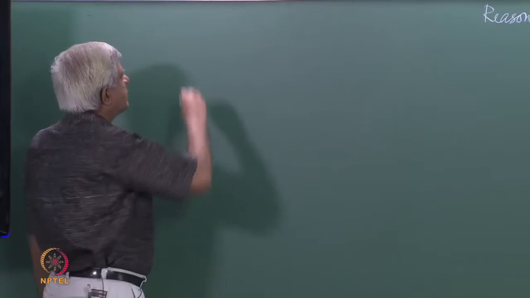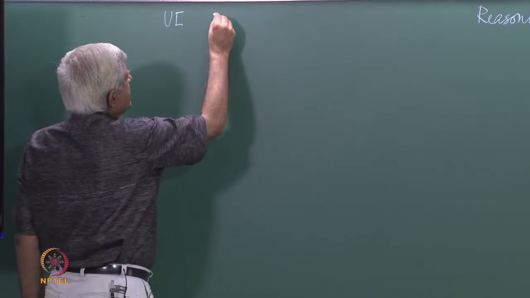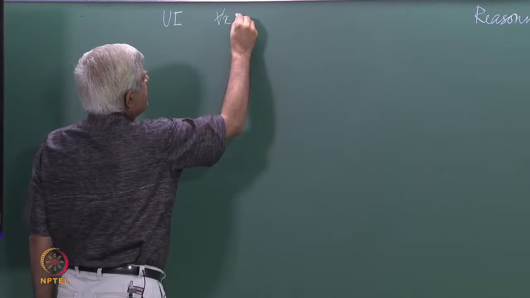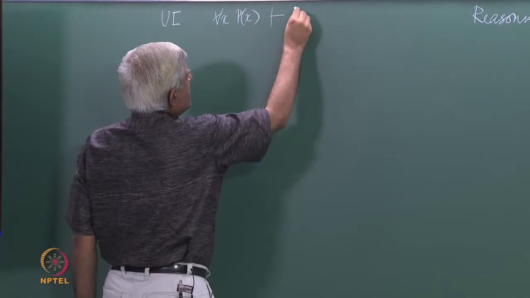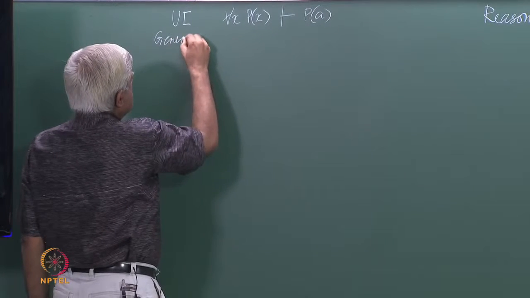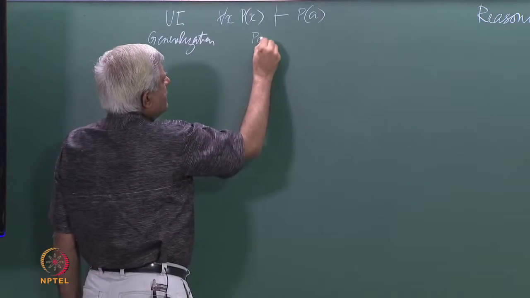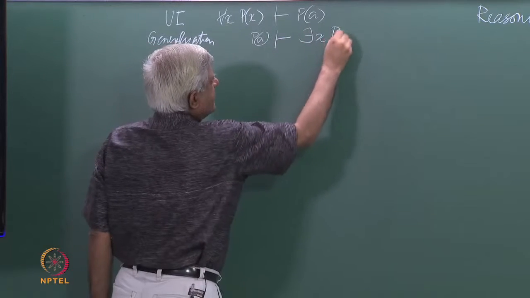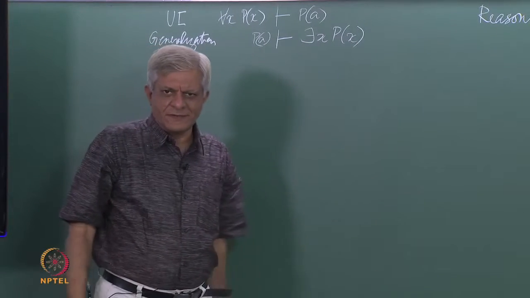Now we saw two rules of inference. One was universal instantiation, which said that from for all x P(x), I mean this is an instance of that, you can infer P of A. And then we saw generalization, which says that from P of A you can deduce there exists x P(x). So in case you have a query of this kind, we saw an example of that earlier.